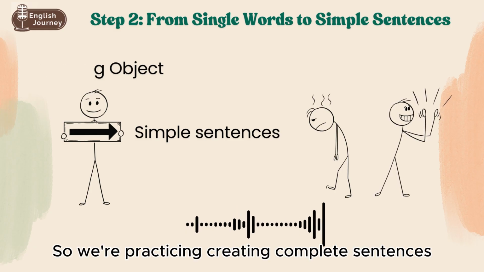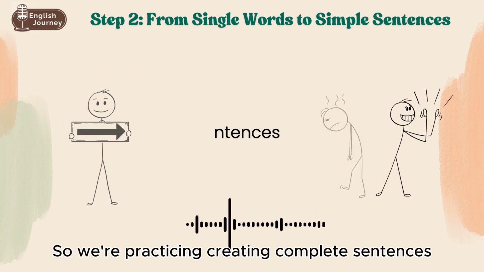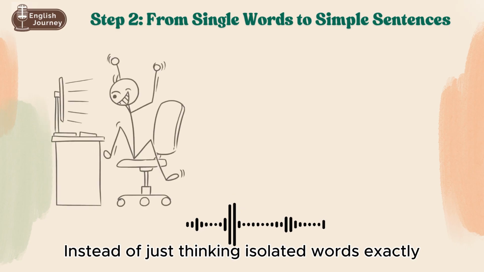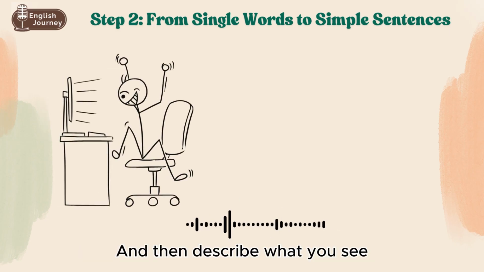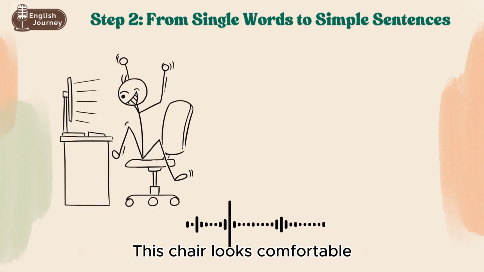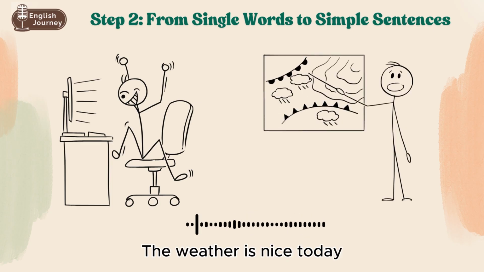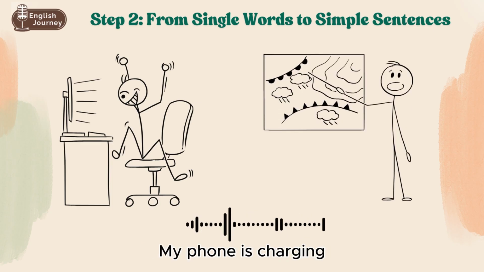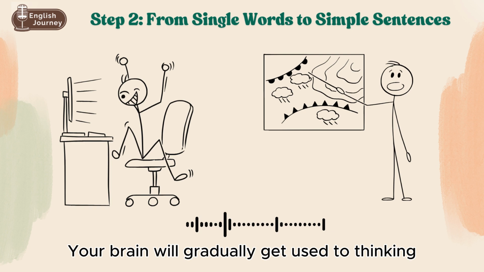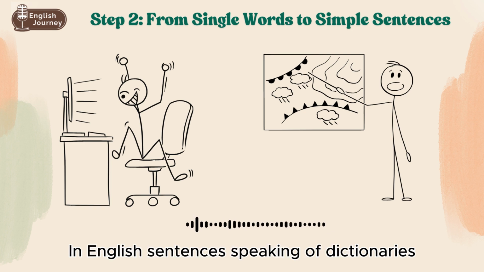So we're practicing creating complete sentences instead of just thinking isolated words. Exactly. And then describe what you see. This chair looks comfortable. The weather is nice today. My phone is charging. Your brain will gradually get used to thinking in English sentences.